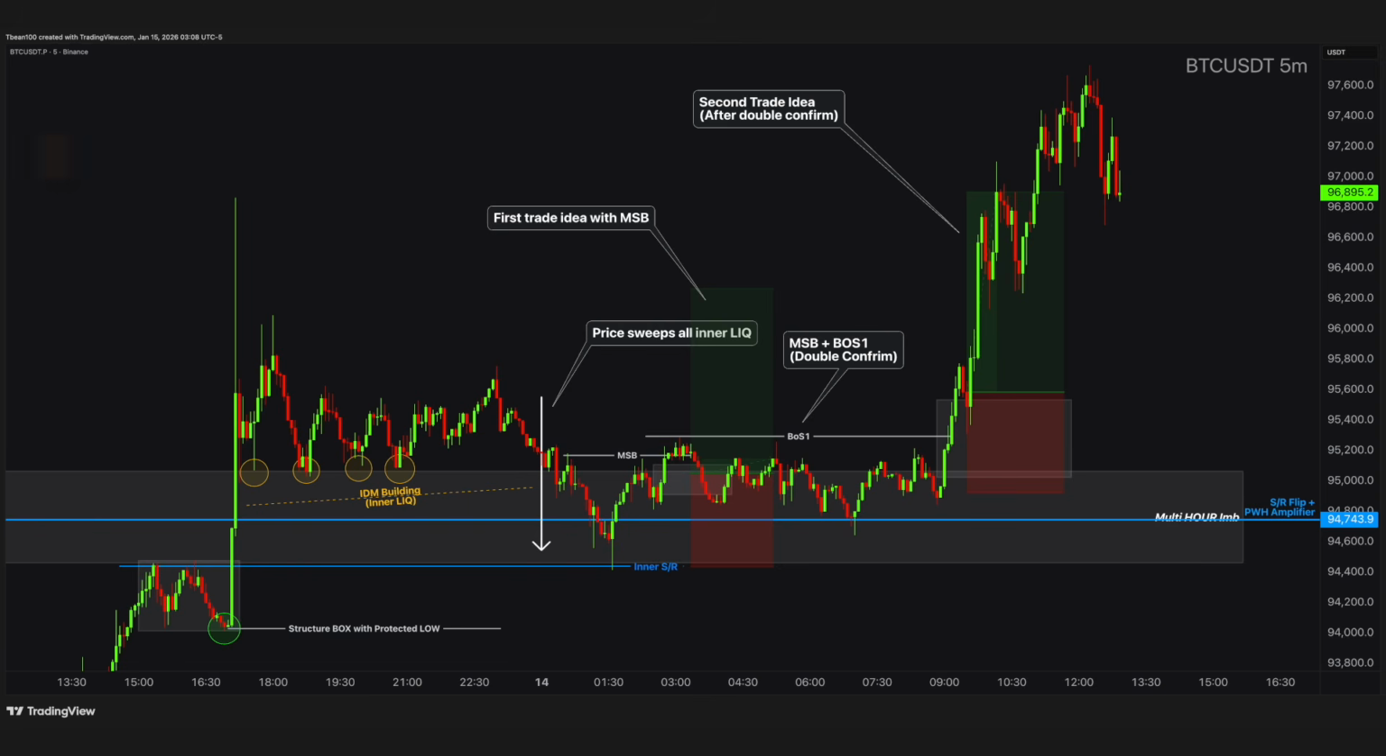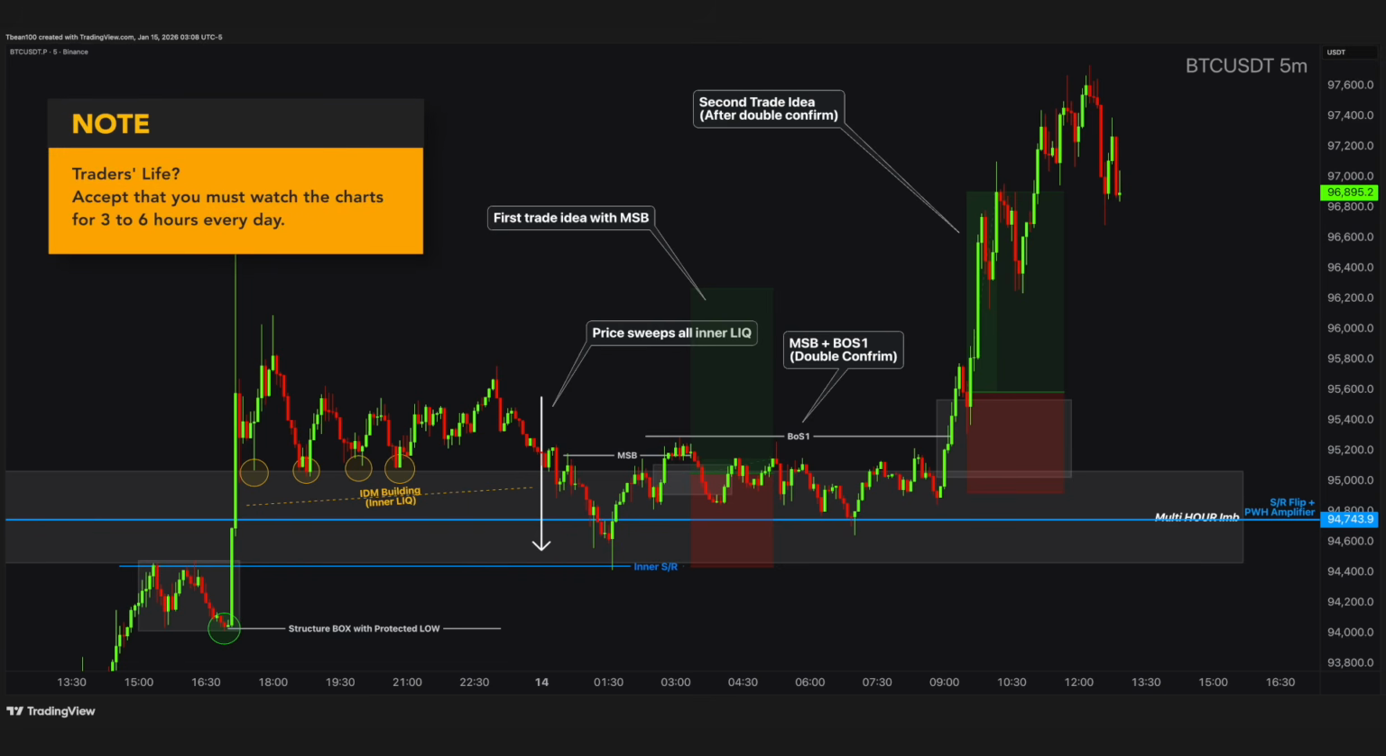Then your secondary trade could look like this one right here. Unfortunately, there is not much to do about waiting long times. If you want to be a trader, you need to accept that you need to spend a solid 3, 4, 5 hours in front of the computer to make any kind of money. There's no other option here.